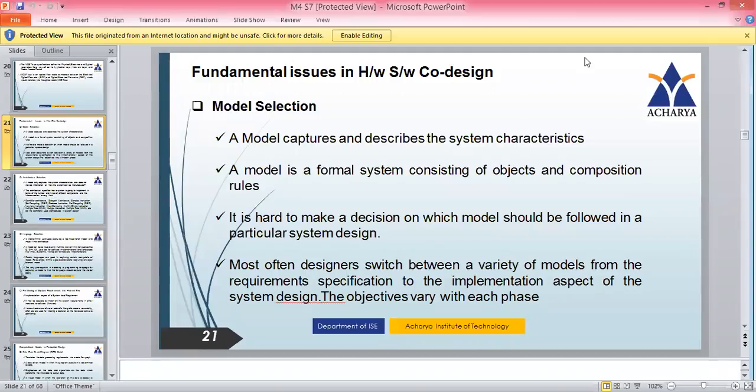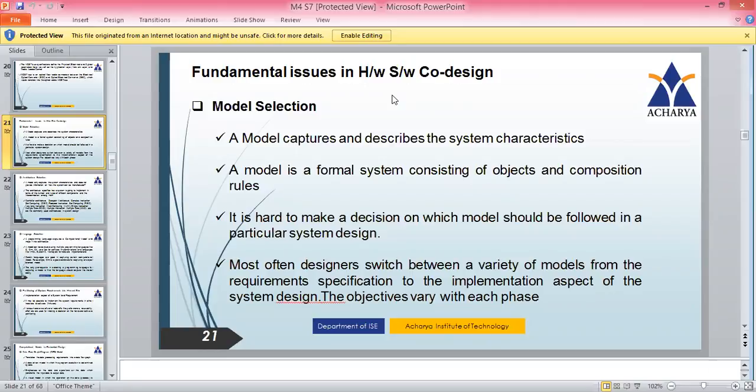Now we will see the fundamental issues in hardware and software co-design. Whenever we are developing embedded systems, we do require hardware and we do require software. So when we are thinking of software, we have to see the different parameters. When we are thinking of hardware, again, we have to see different parameters. So before implementing, we have to design.